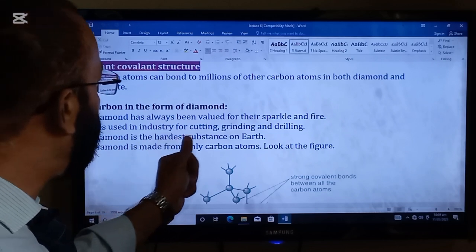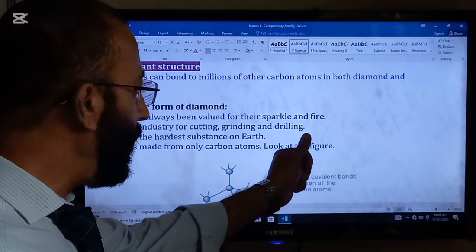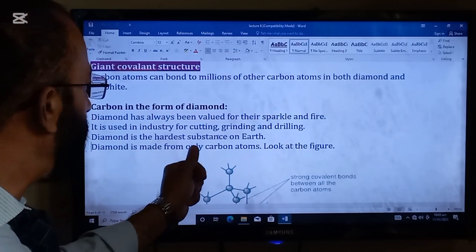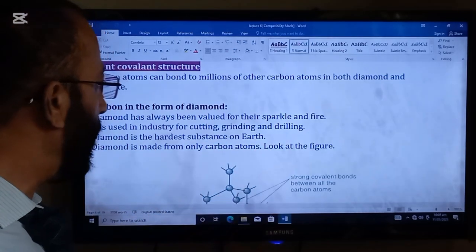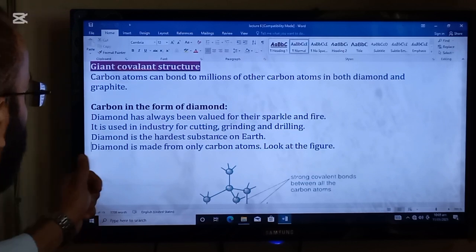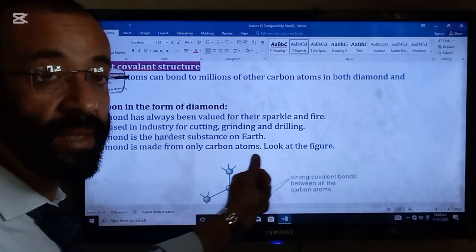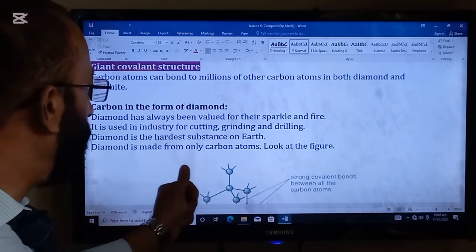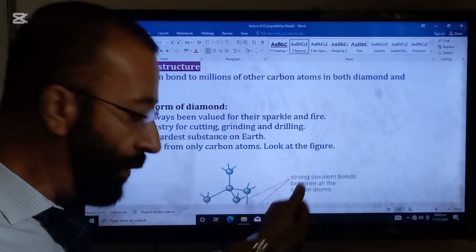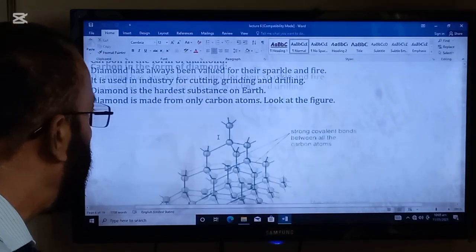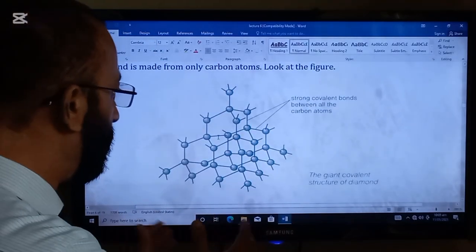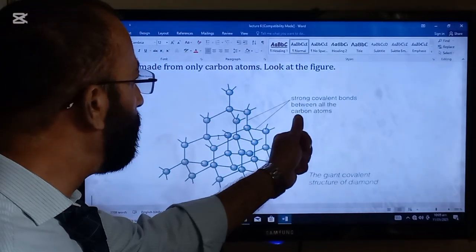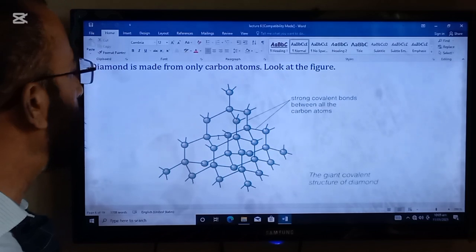Diamond has always been valued for its sparkle and fire. It is used in industry for cutting, grinding, and drilling. Diamond is the hardest substance on earth. Diamond is made from only carbon atoms. Look at the figure. Here is the structure of the diamond. This is the giant covalent structure of the diamond. Strong covalent bonds between all the carbon atoms.